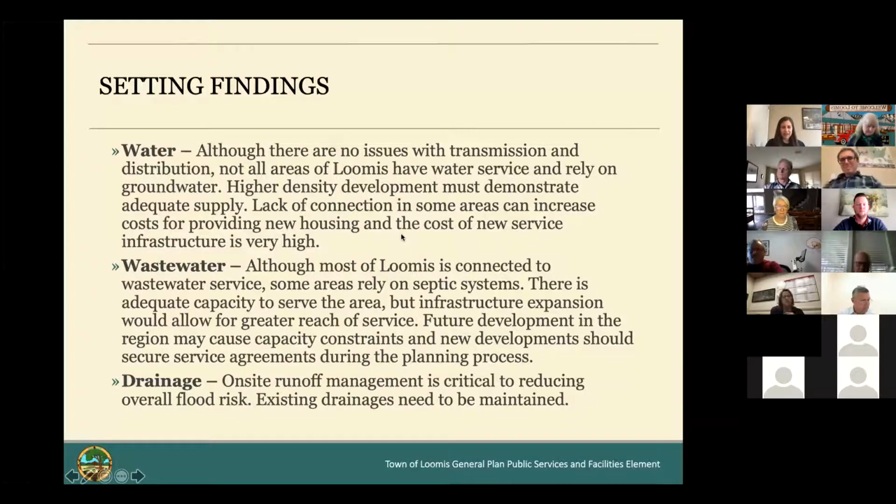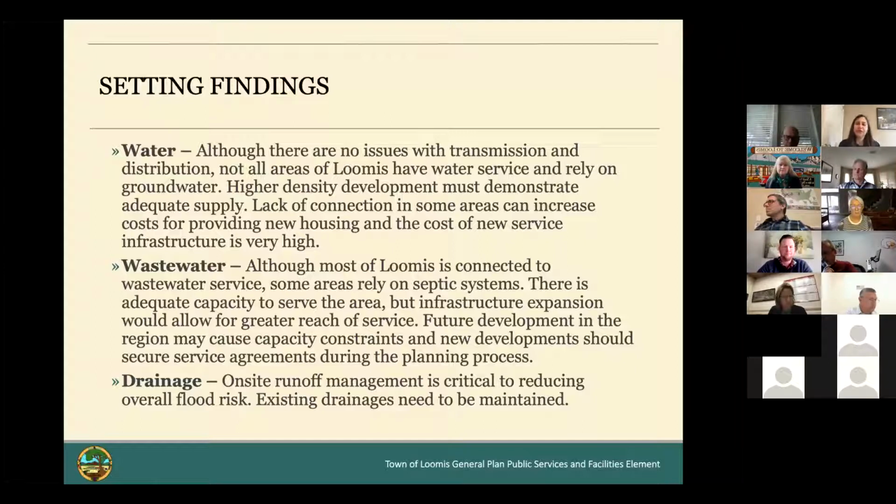So getting back to the setting, water is provided by the Placer County Water Agency. There are no issues with transmission and distribution according to PCWA, but not all areas of Loomis have water service, and some people are relying on groundwater. Any development needs to demonstrate adequate water supply, but especially those proposing many units at one time, because that can place strain on the existing system.